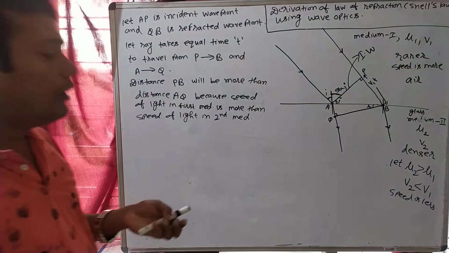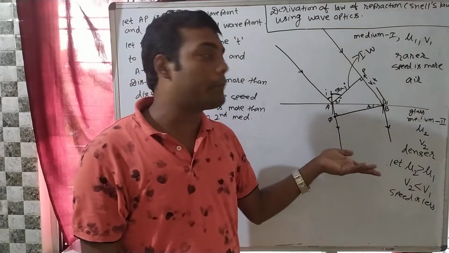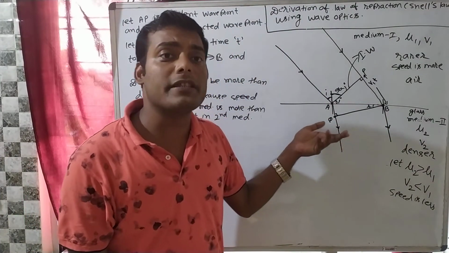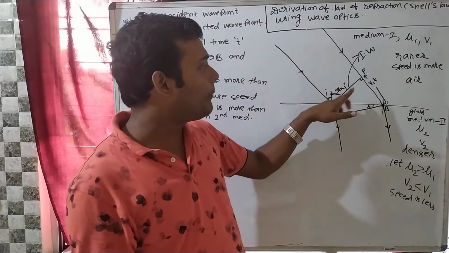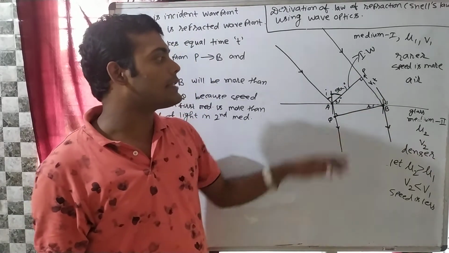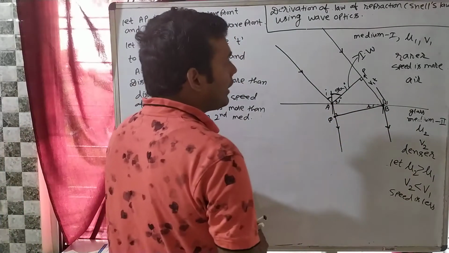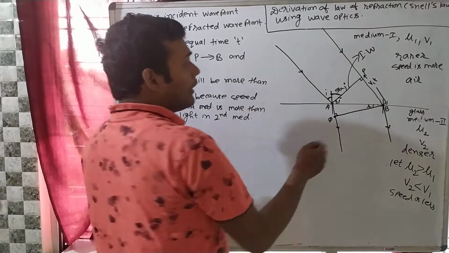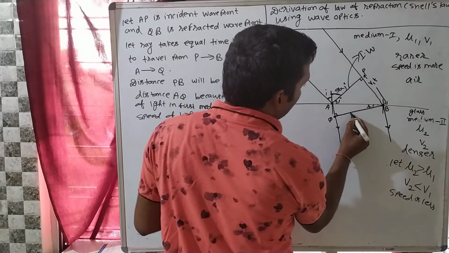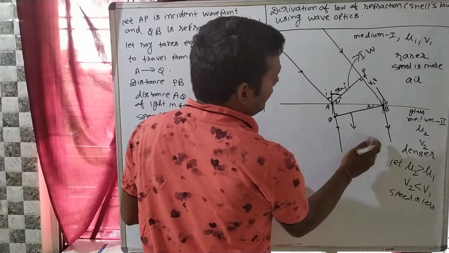In my previous lecture also I told you that in wave optics, we define the angle of incidence as the angle between the wavefront and the surface. See, this is the wavefront and this is the surface. So the angle between the wavefront and the surface is known as the angle of incidence. Clear? What is this? Let me write the complete.